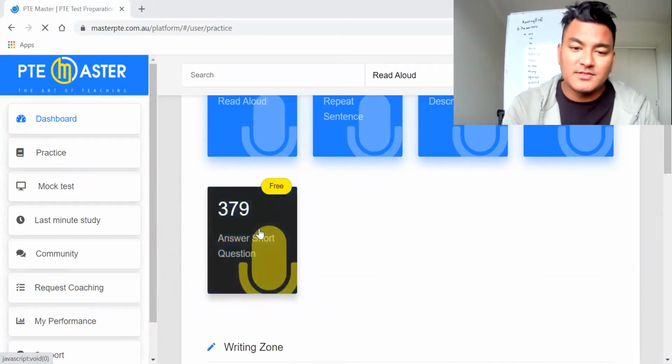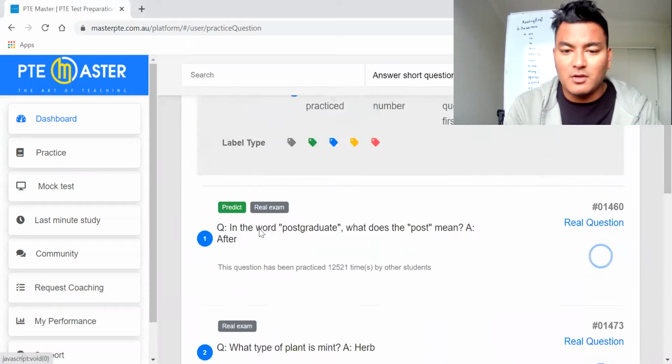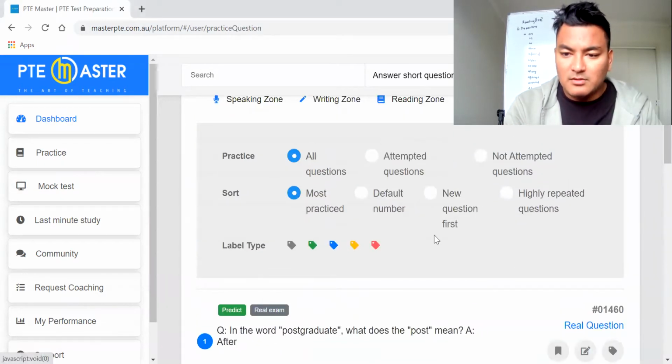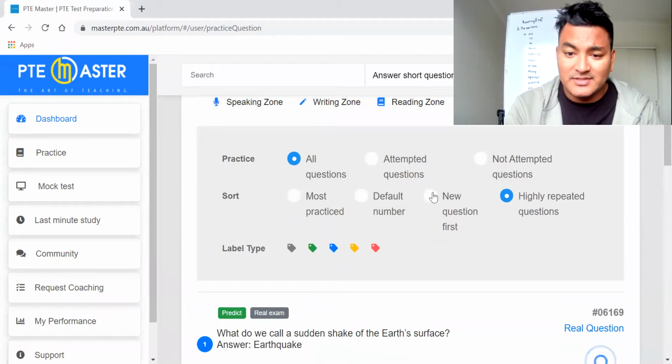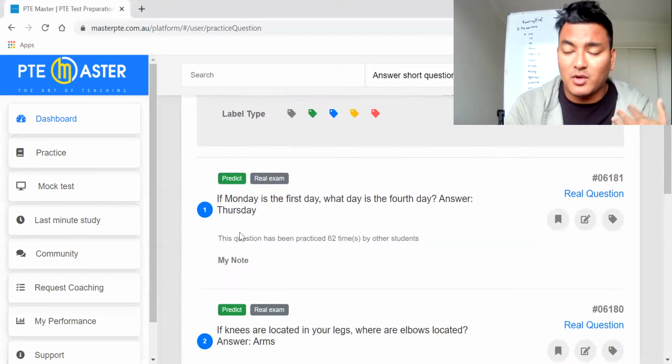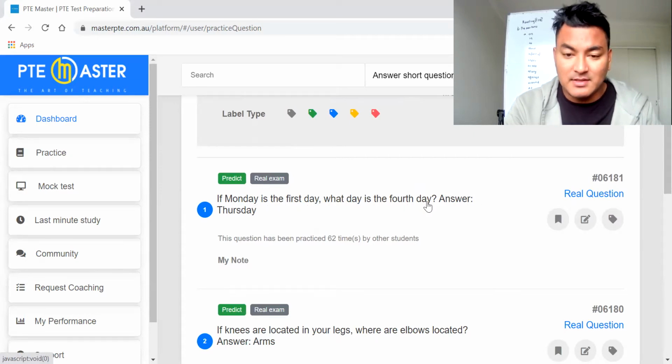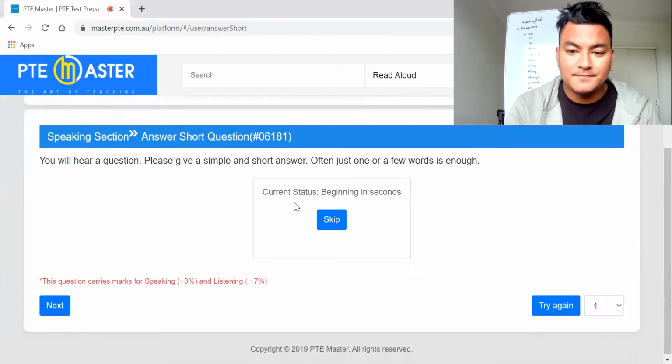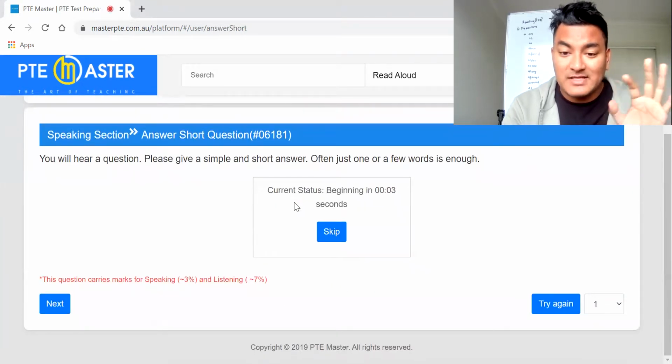So let's jump into the answer question section, and you can find a lot of questions here. I always go to highly repeated questions while practicing, but now let's go to the new questions first, because this website updates the new questions that have already been given in the examination. For example, let's say this question: if Monday is the first day, what is the fourth day? The answer is Thursday, but this is just a question. The question will come up as, let's see, you have 5 seconds before the question starts.